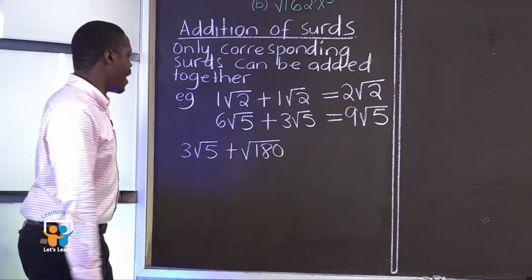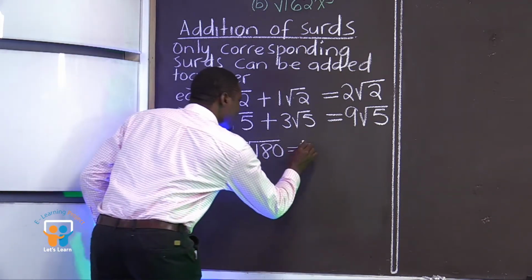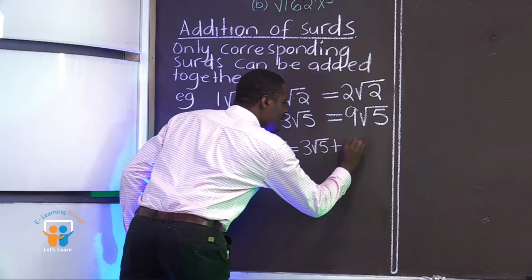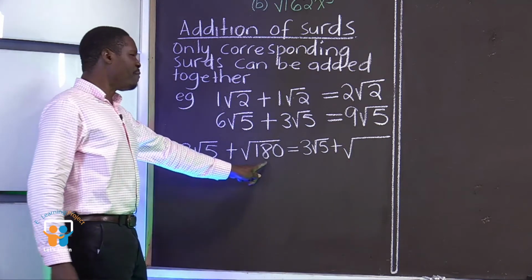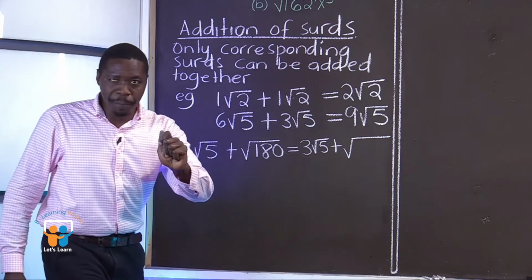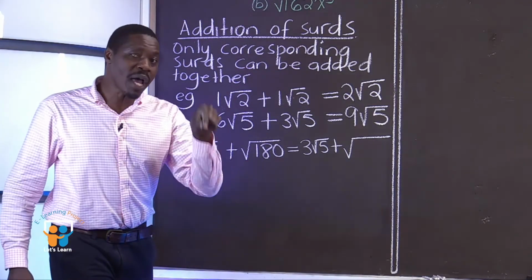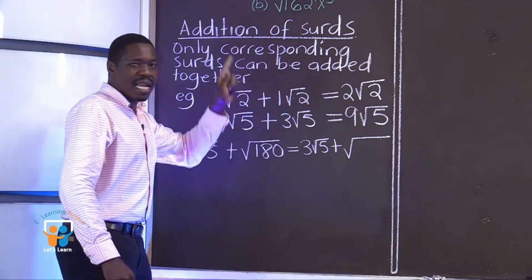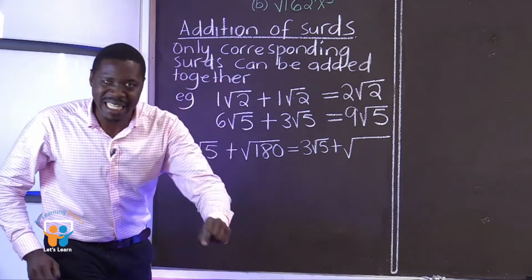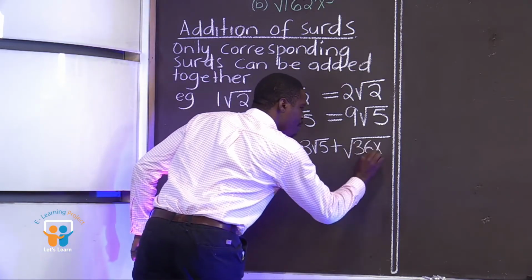How do we simplify? Mr. Examiner, sir, this is the same thing as saying 3 root 5 plus root 180. But, Mr. Examiner, sir, I can simplify root 180. I can look for two numbers which I can multiply to give me 180, where one of the two numbers has a square root. Remember, we have just studied about simplification of surds. What are those two numbers? It is a 36 and a 5. Wonderful. So I have my 36 here times a 5.